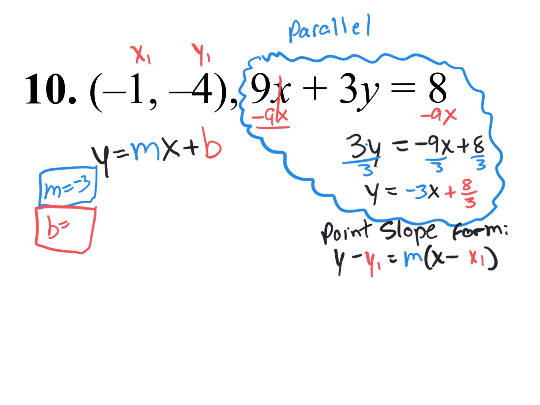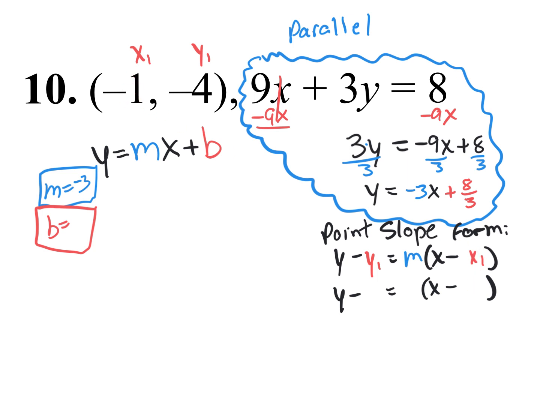And when you use point slope form, I highly recommend that you rewrite it with blank spots. Y minus y1, but notice I left it blank, equals m parenthesis x minus x1. Notice that I left it blank. That way I could easily plug in my x1 value of -1 right here where the x1 is supposed to be at.